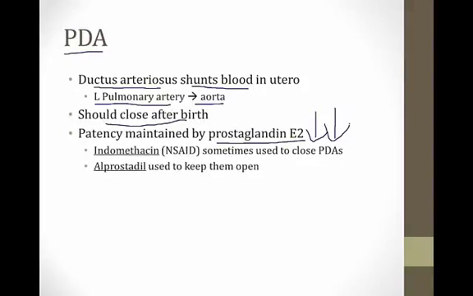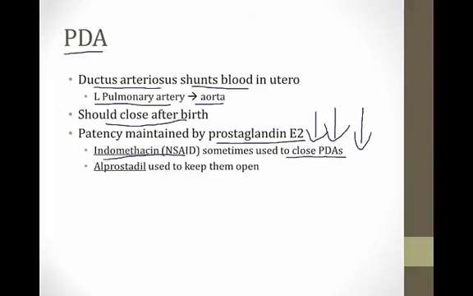There are two drugs that are sometimes administered to newborn babies to manipulate the ductus arteriosus. The first one is indomethacin, which is an NSAID. This is sometimes given to close PDAs. Indomethacin will blunt the synthesis of prostaglandins in the newborn baby, and that will lower prostaglandin levels even further and hopefully close a patent ductus arteriosus.